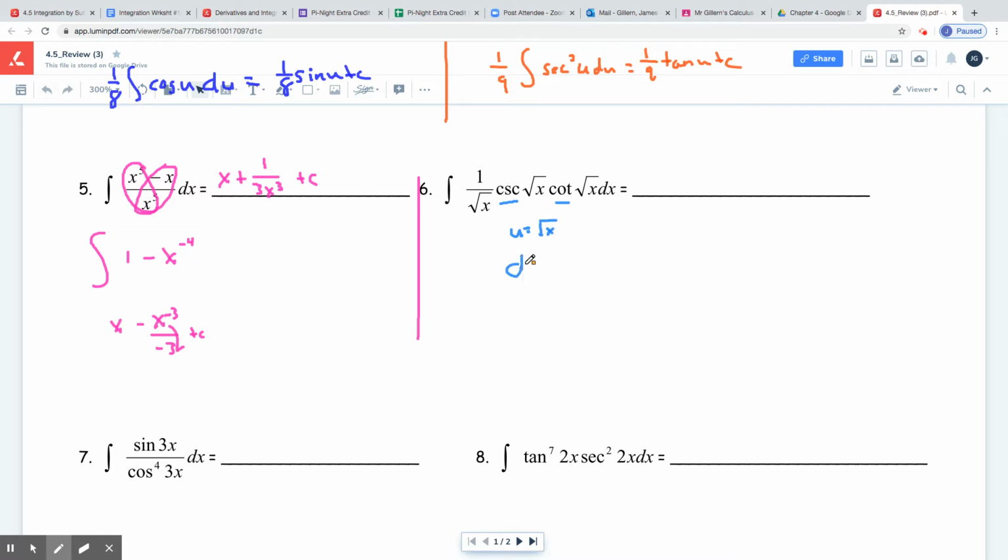So to find du, remember the square root of x is the same thing as x to the 1/2. So when I integrate that, if I take 1 away, the 1/2 goes on the outside. It's 1/2 x to the negative 1/2, which is the same thing as 1 over 2x to the 1/2, which is the same thing as 1 over 2 square root of x. Right? X to the 1/2 is root x.